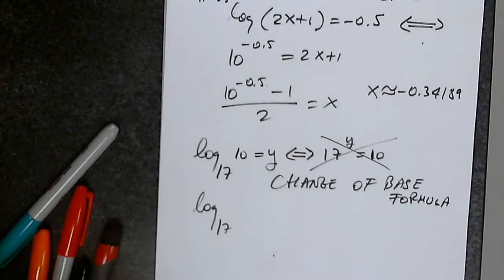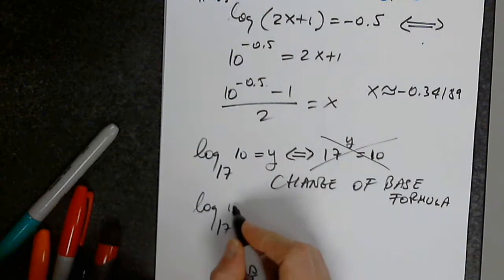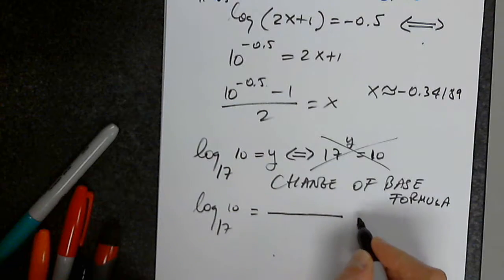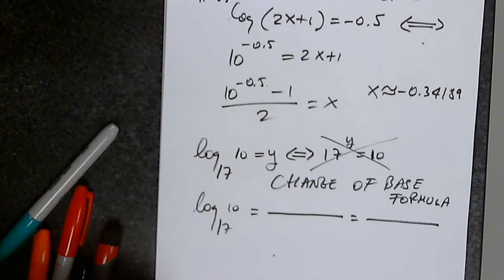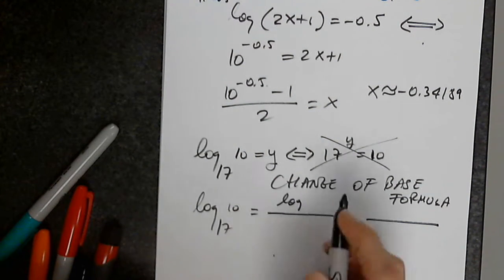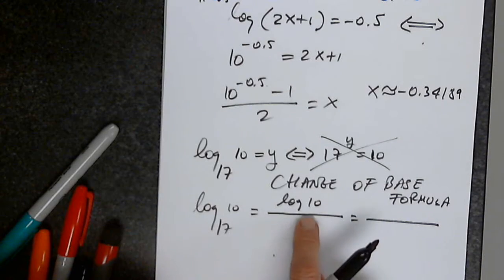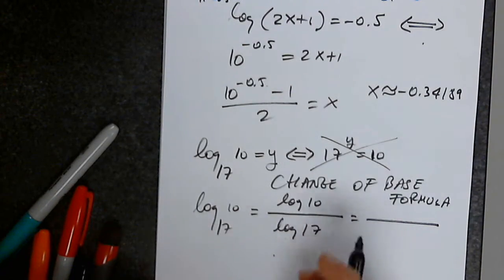So assuming the calculator that you have only has natural log, which is base e, and common log, which is base 10, it doesn't matter which one you use. But this is the formula. Fraction. You can use this or this, not both. The top is the log of the number, common log. And the bottom is the common log of the previous base.